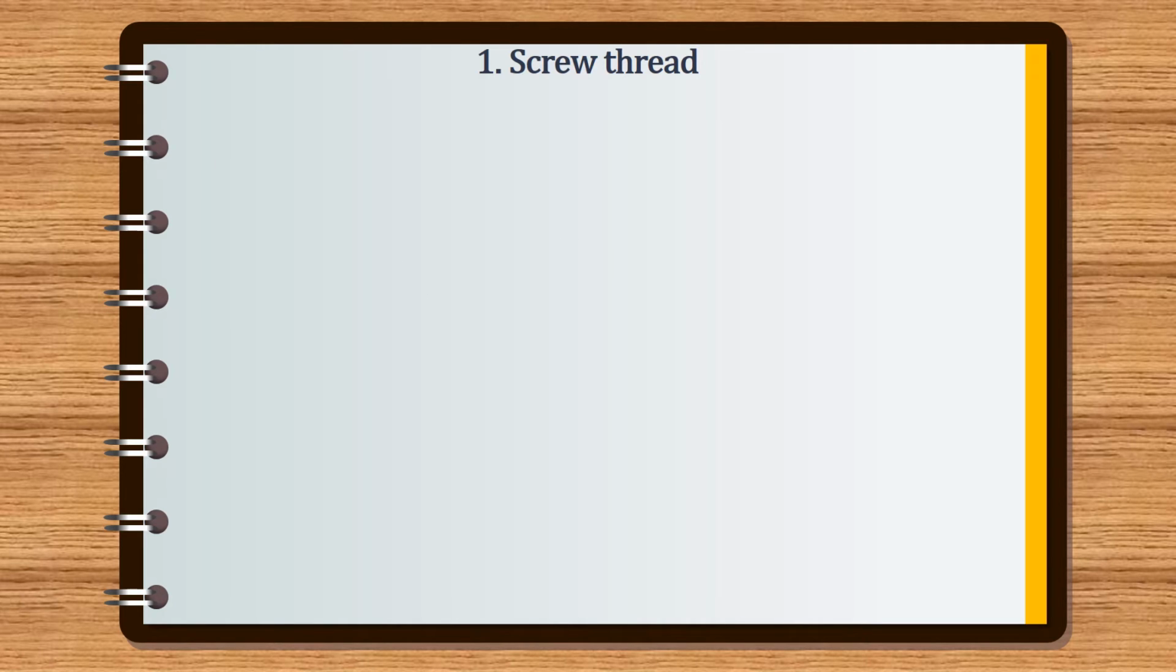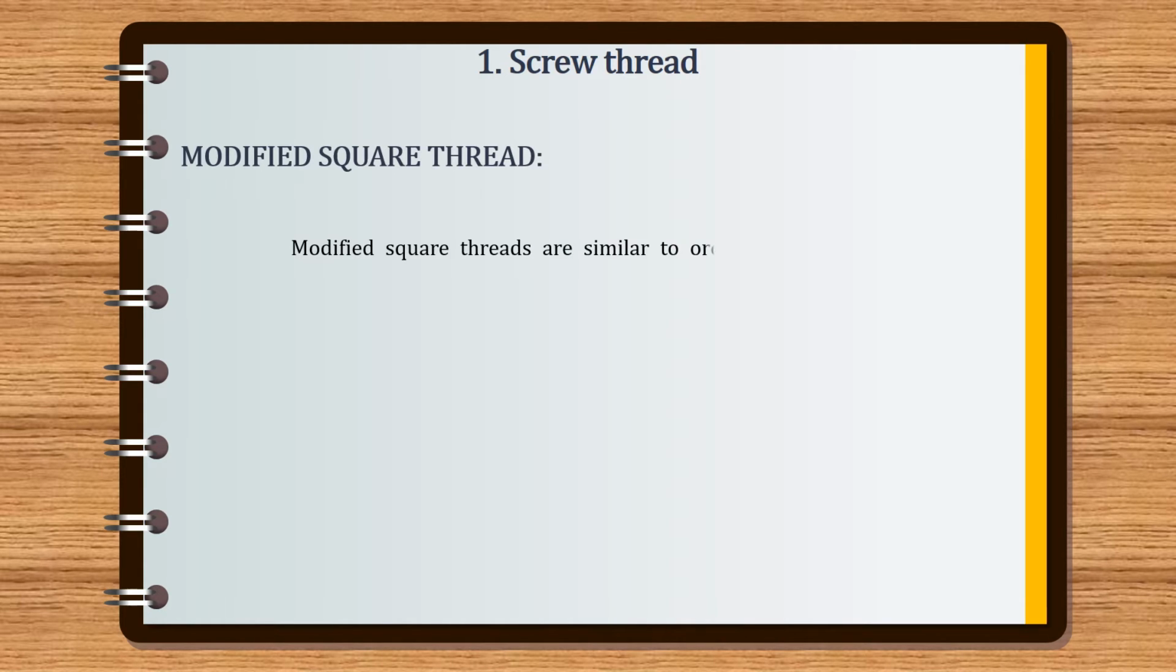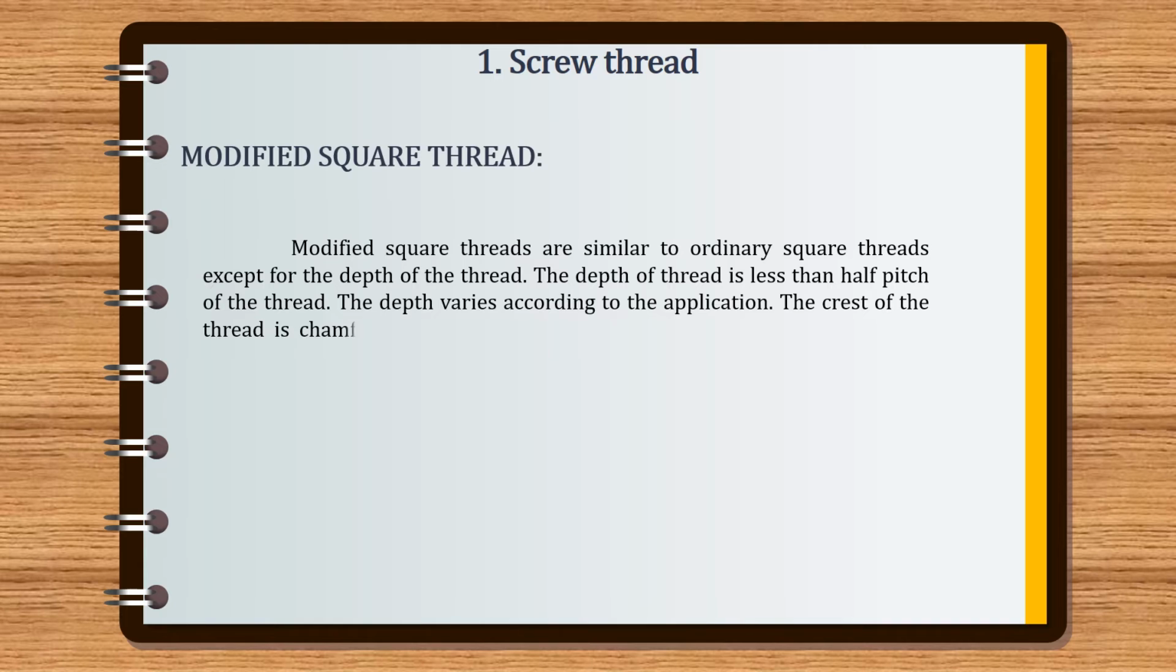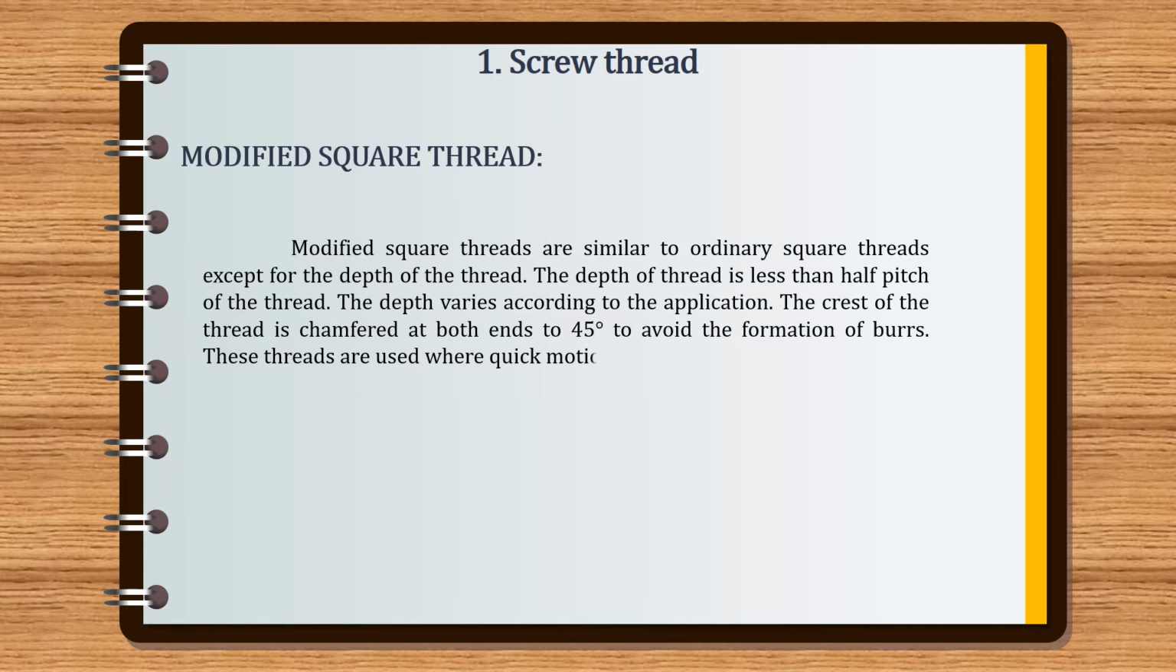Next, we are going to see modified square thread. Modified square threads are similar to ordinary square threads, except for the depth of the thread. The depth of thread is less than half pitch of the thread. The depth varies according to the application. The crest of the thread is chamfered at both ends to 45 degrees to avoid the formation of burrs. These threads are used where quick motion is required.